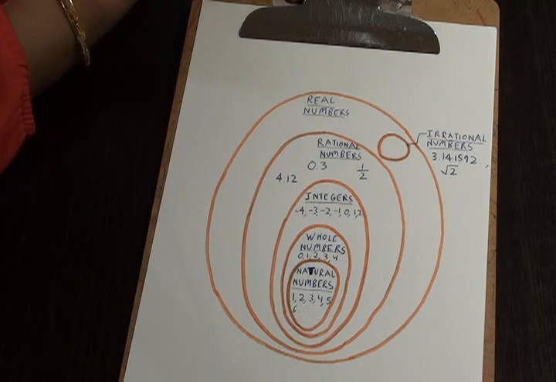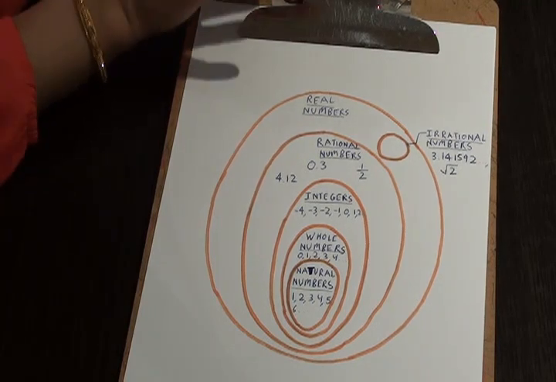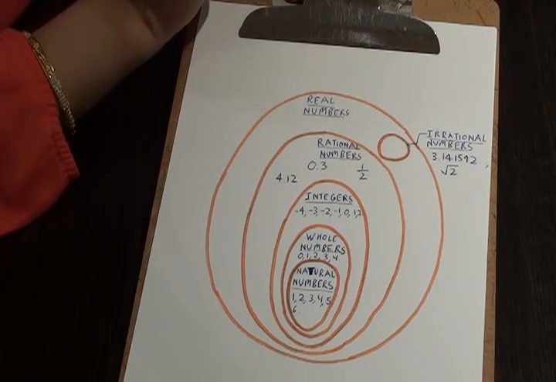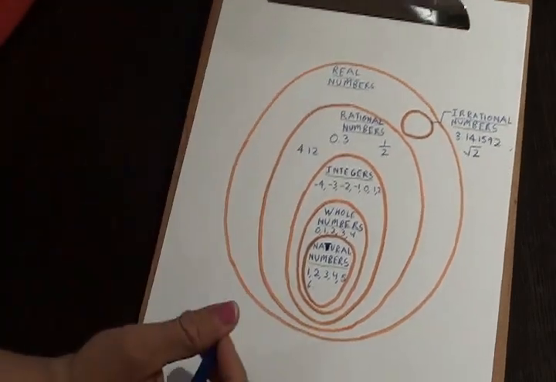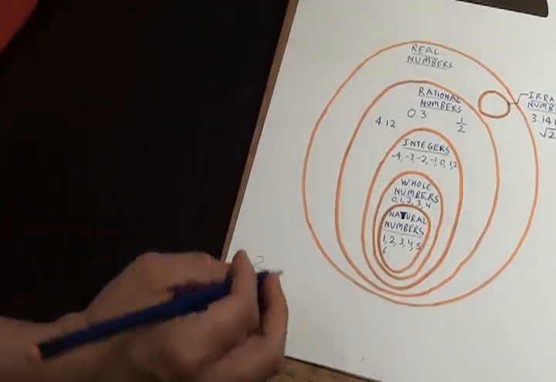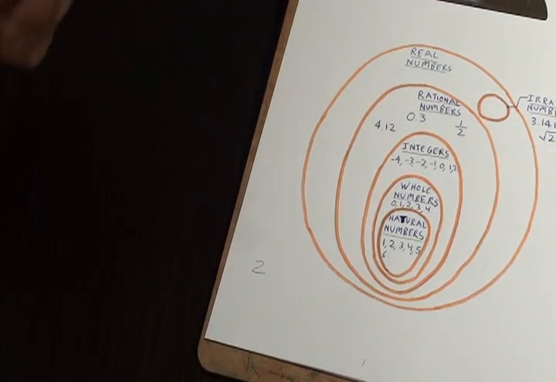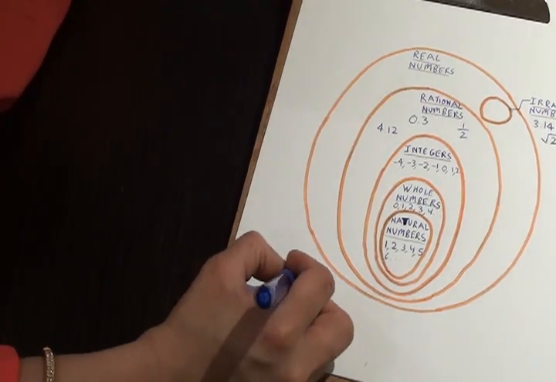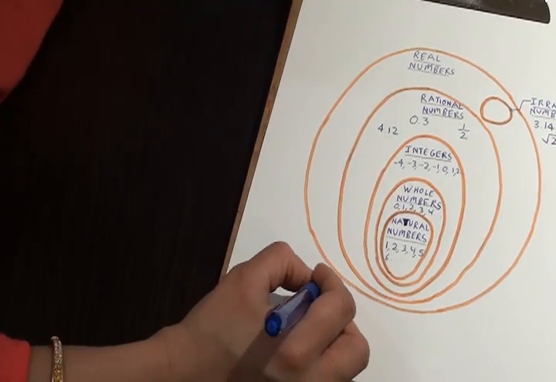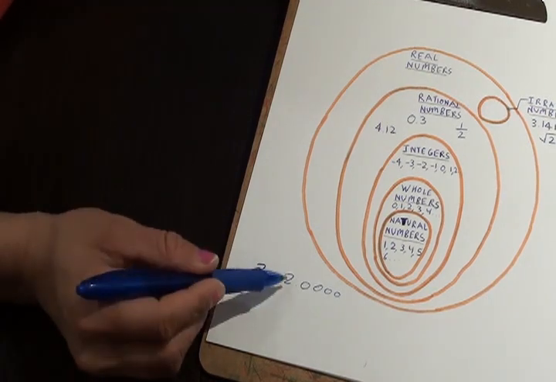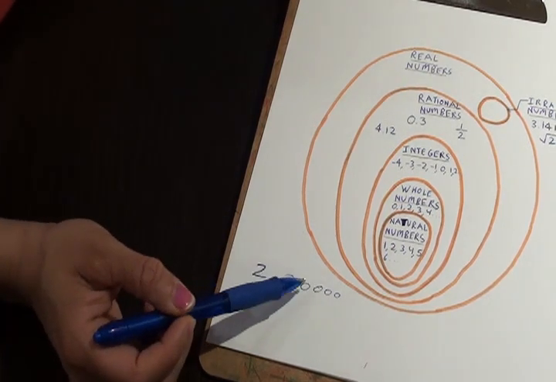So every number has a decimal expansion. Any kind of number has a decimal expansion. For example, 2 can be written as 2.000, right? I can take any number, but here I have 2 to show you, and it can also be written as 2.0000 and so on.